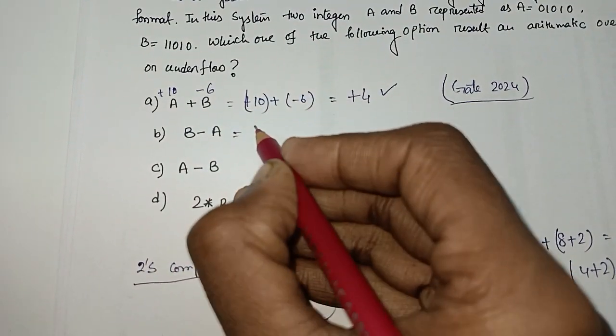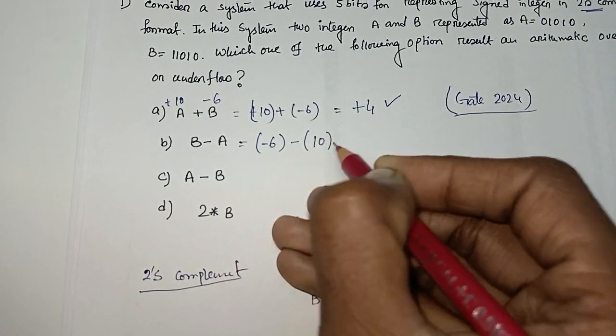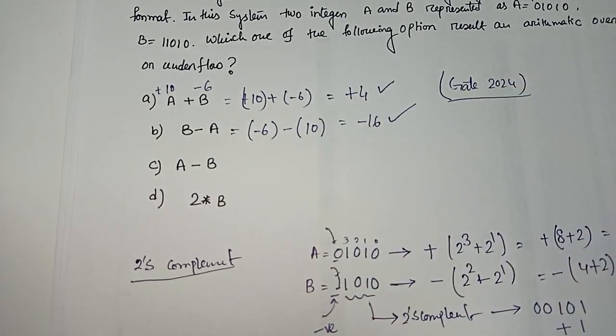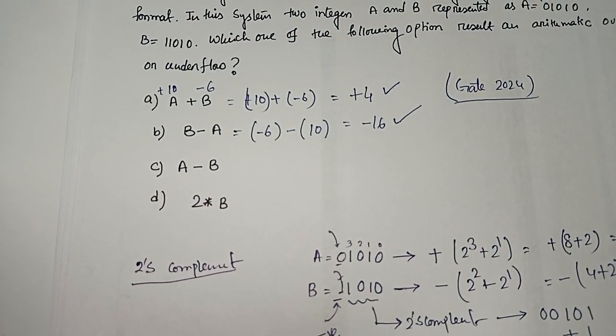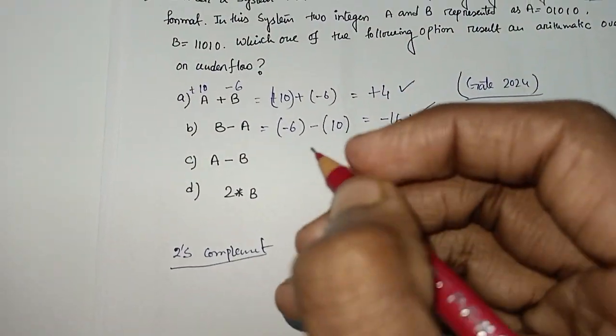Now b minus a: b means minus 6 minus a, which is 10. So we get minus 16. This falls into the range of minus 16 to 15, so overflow or underflow does not occur.